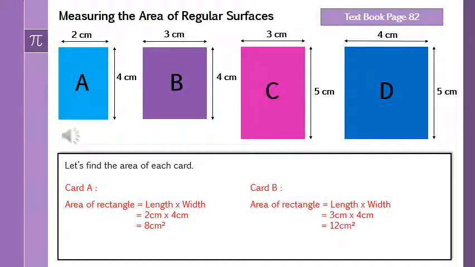Card A, the length is 2 centimeter and width is 4 centimeter. So the area is 8 square centimeter. For card B, length is 3 centimeter, width is 4 centimeter. The area is 12 square centimeter.